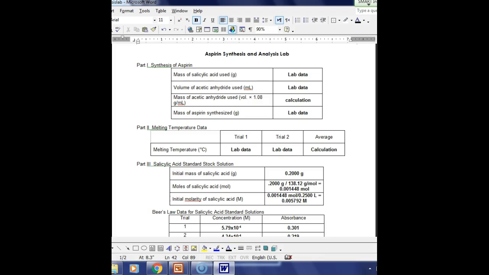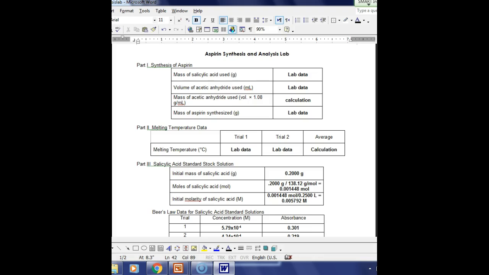So the only calculation you have to do in that first data table is with the mass of acetic anhydride. In part 2, you measure the melting point of your sample twice, and then the average is just a calculation. You do need to complete your data tables, but unless I explicitly ask for the calculation to be shown in the questions, I don't need to see it separately.